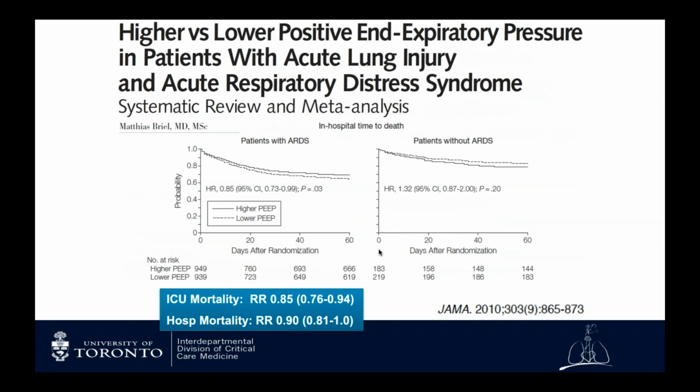The response to PEEP is heterogeneous. And this is shown here because 3 large studies all showed no significant difference in mortality. When they were pooled together in an individual patient data meta-analysis, though, we see significant heterogeneity of treatment effect just by severity of baseline hypoxemia.